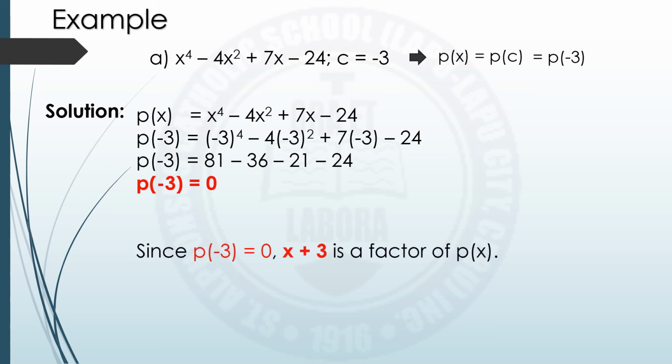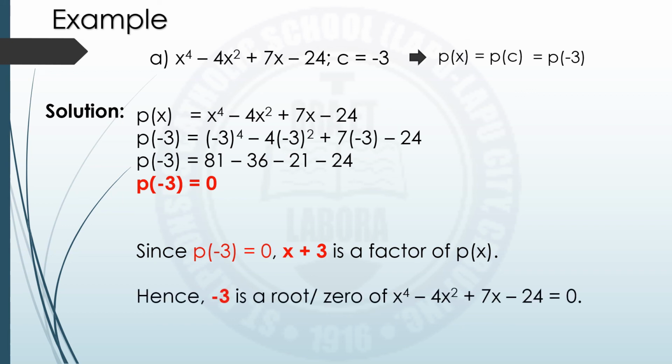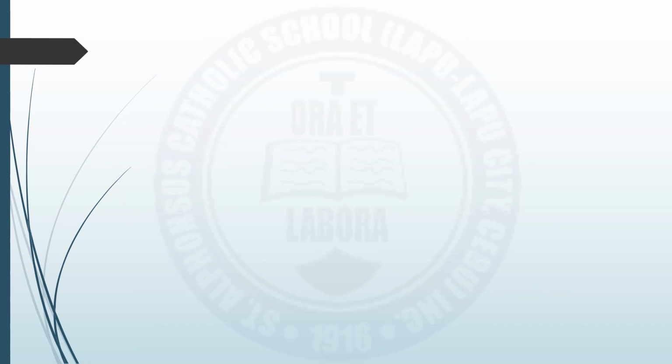Since p of negative 3 is equal to 0, therefore x plus 3 is a factor of the given polynomial function. Hence, negative 3 is a root or zero of x raised to 4 minus 4x squared plus 7x minus 24 equals 0. So, let us have another example, and the given polynomial is 2x cubed minus 5x squared plus 2x minus 11 equals 0 with a value of c, which is 2.